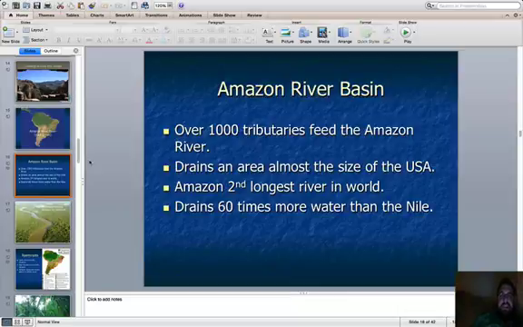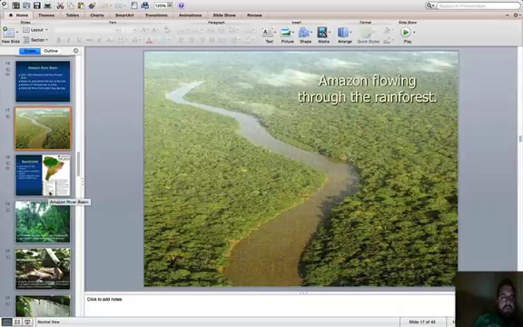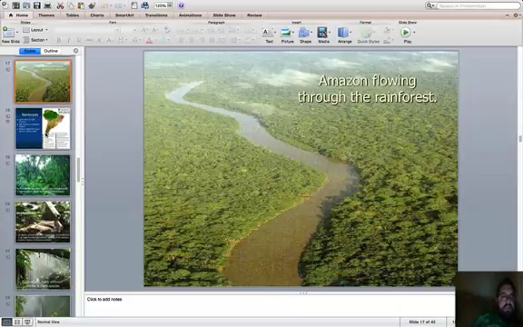It's also the second longest river in the world. Of course, the Nile is longer, but the Amazon pumps out about 60 times more water than the Nile River does, of course, because the Nile goes to the Sahara Desert. And so as you can see here, the Amazon going through the forest, it's a very thick forest, and so there are still tribes in the Amazon that haven't been reached by modern humans to this point because of how thick that forest is.